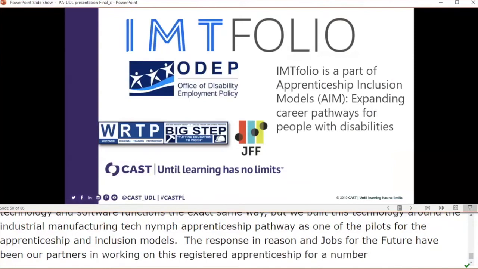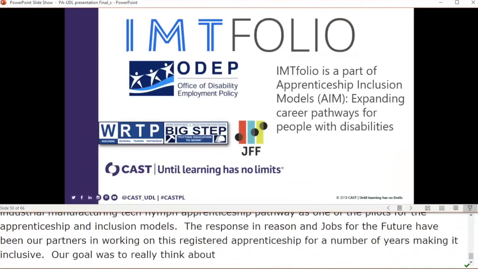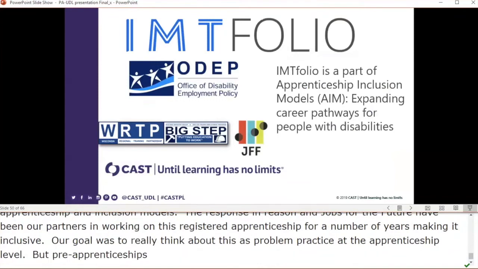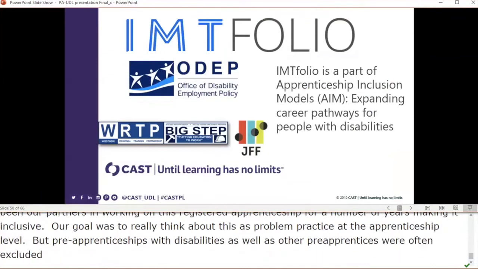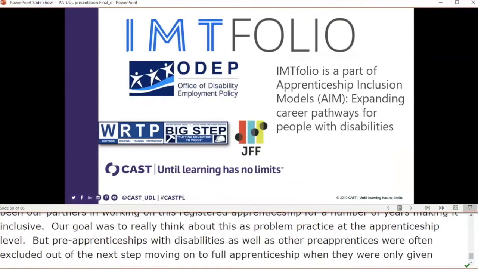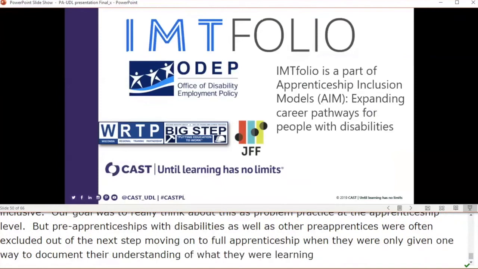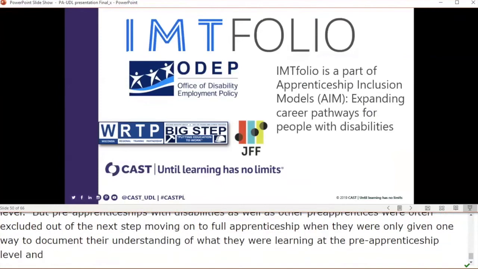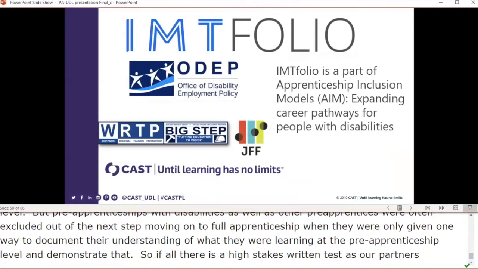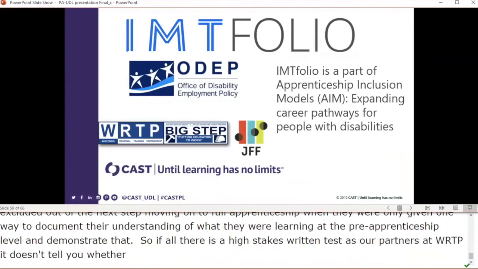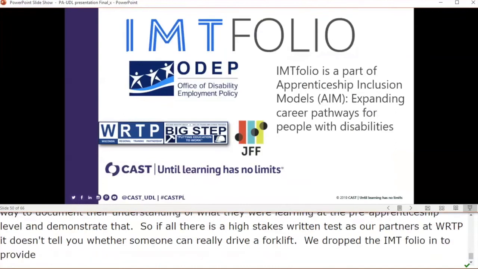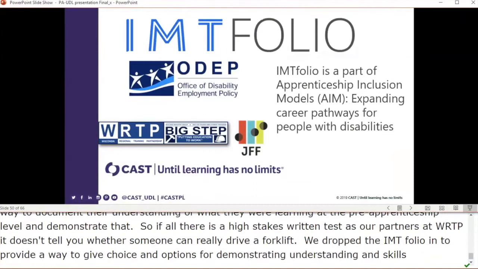Our goal was to think about this problem of practice at the pre-apprenticeship level: that pre-apprentices with disabilities, as well as other pre-apprentices, were often excluded from the next step, moving on to full apprenticeship, when they were only given one way to document and demonstrate their understanding of what they were learning. If all there is is a high-stakes written test, as our partner at WRTP likes to say, it really doesn't tell you anything about whether someone can drive a forklift. So we brought the IMT Folio in to provide a way to give choice and options for demonstrating understanding and skills. Now we'll look at just a few of the features of that if you go to the next slide.